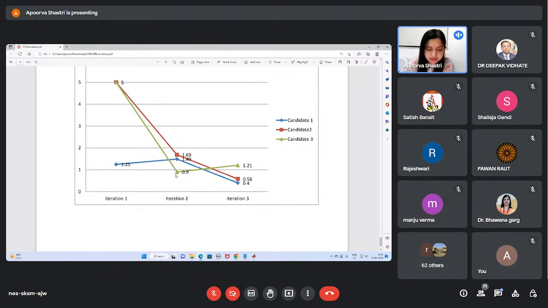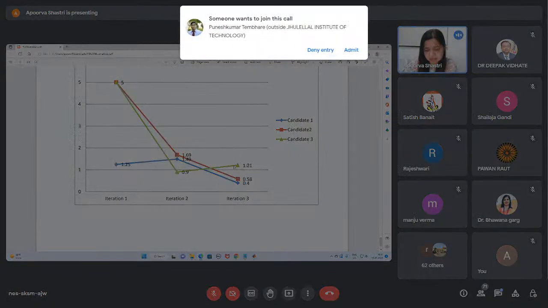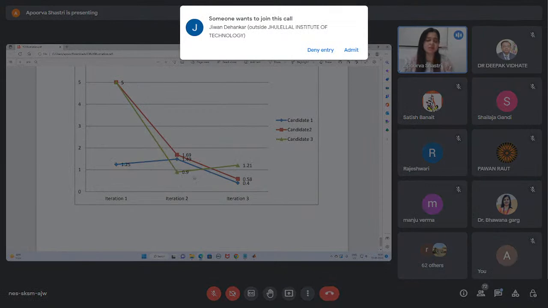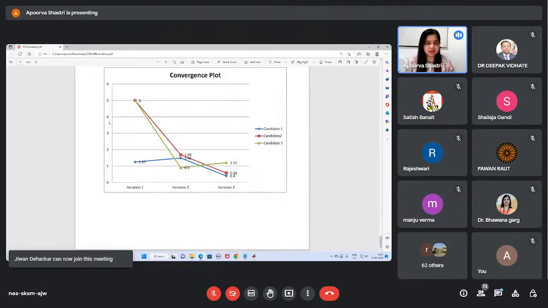Now, here candidate 2's iteration 2 solution was much better than the solution of iteration 3. But this is how they learn. They become better, they become worse, again they will become better. In this case, candidate 3 will try to follow candidate 2 or candidate 1 because they are doing much better than candidate 3. So this is how learning happens.